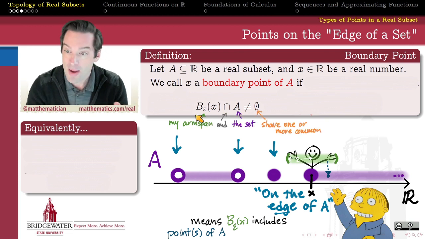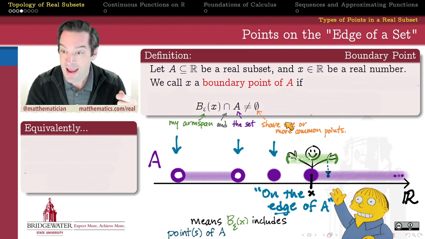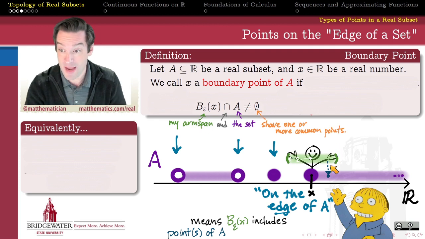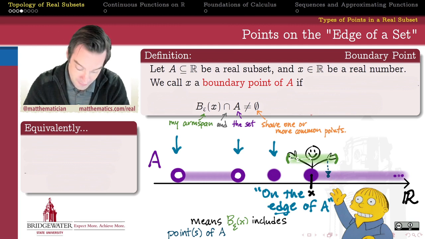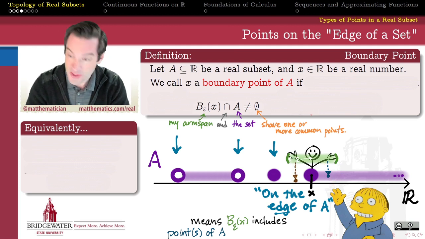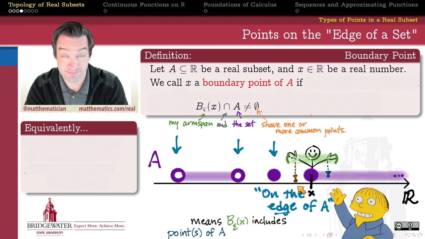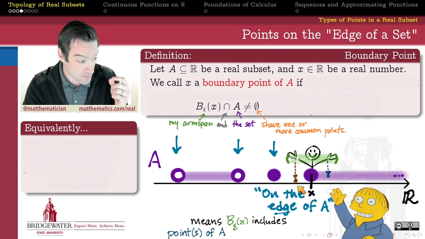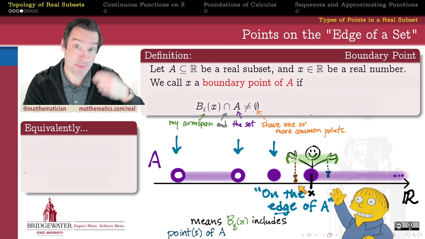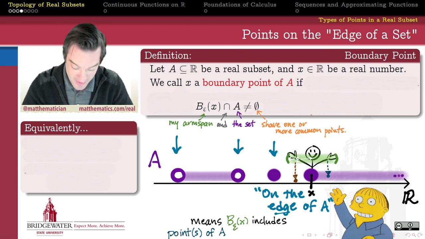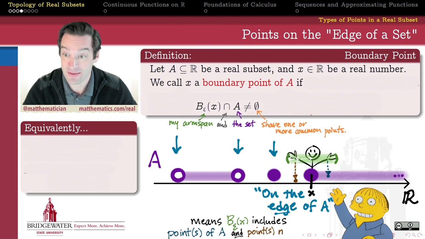A. So my arm span and the set A have to have at least one point in common. I have to at least be able to reach one point of the set A. But I also need to be able to reach points that are not a part of the set A. And anytime we're talking about something that's not within a set, in set theory, we use the complement of that set.